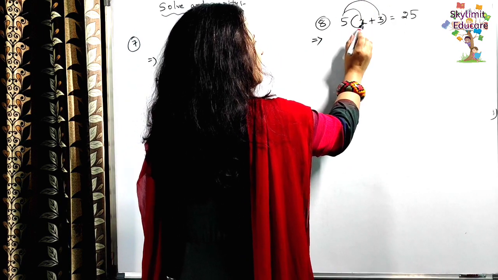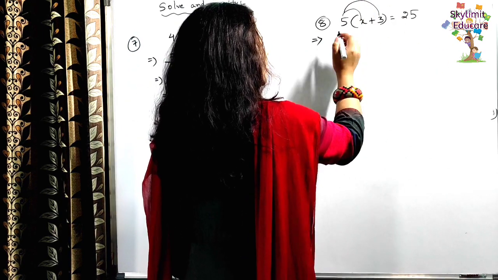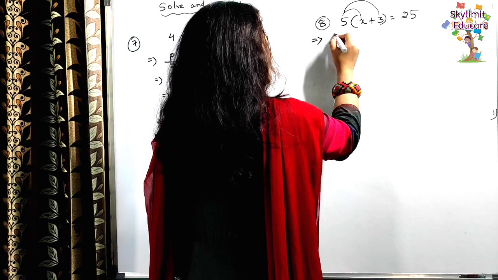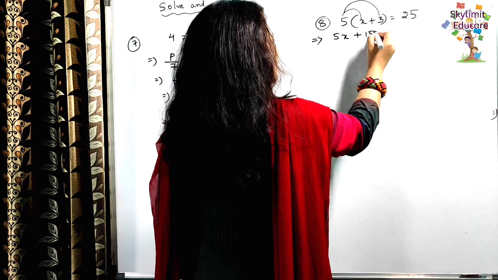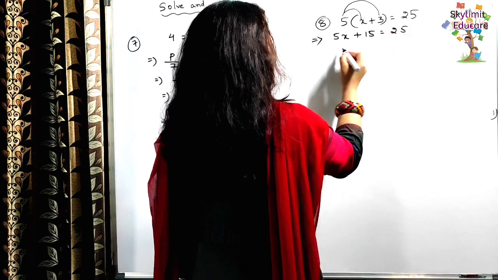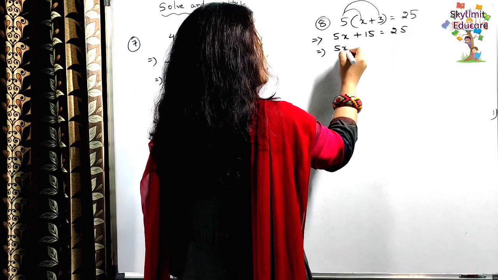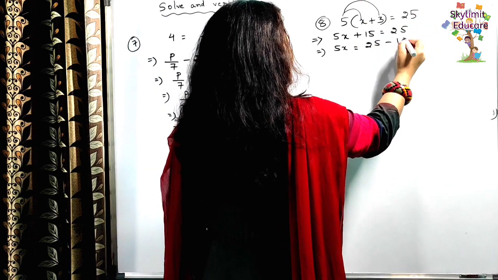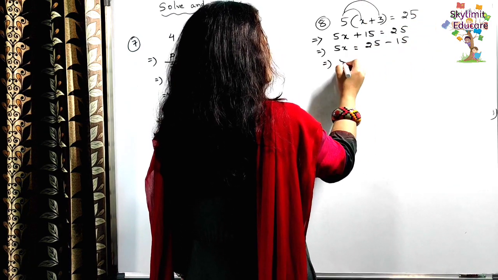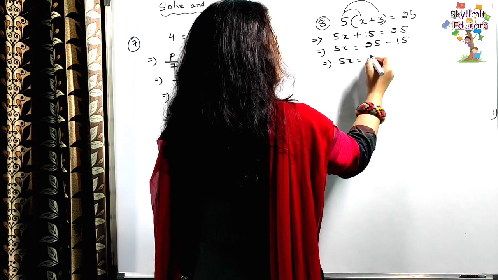So 5 multiplied to x, everything is plus, no need to worry about sign here. So 5 multiplied to x will give us how much? 5x plus 5 3s are 15 is equal to 25, okay? So now let's shift this plus 15 to the right side. 25 minus 15, right? So now 25 minus 15 will give us how much?